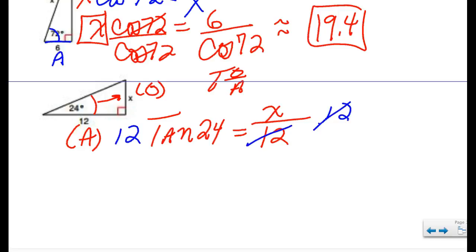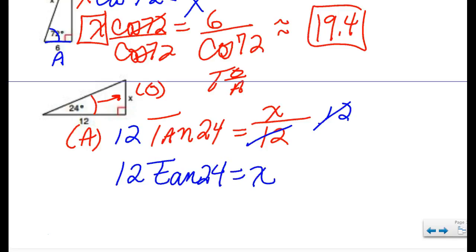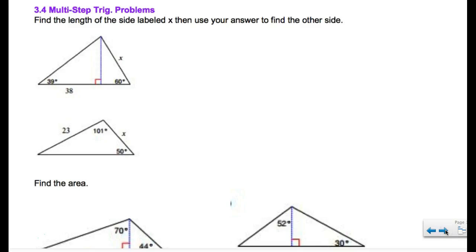And in this case, I get 12 times tangent 24 is equal to x. So now I go to my calculator and I do 12 tan 24. And my answer is about 5.3. It's an approximation. We're rounding to the tenths today. All right, let's do another one.